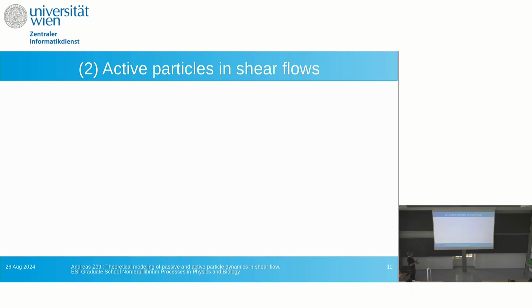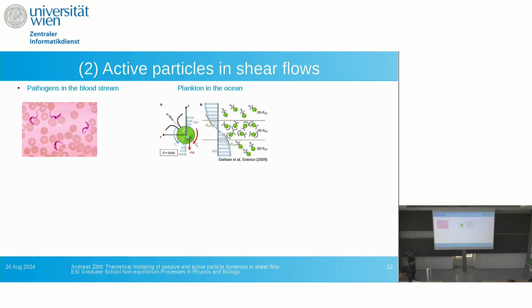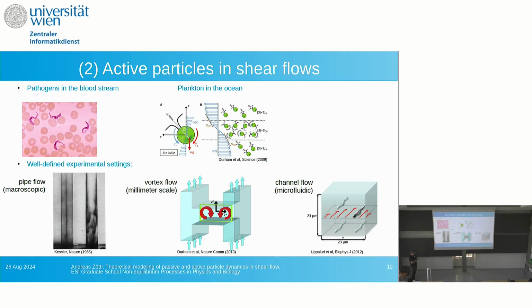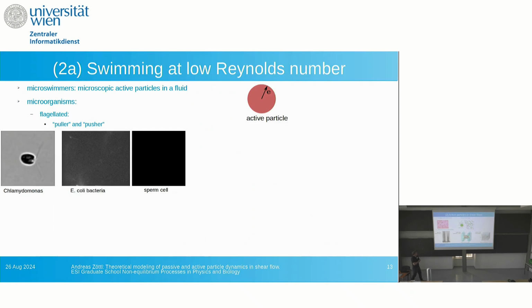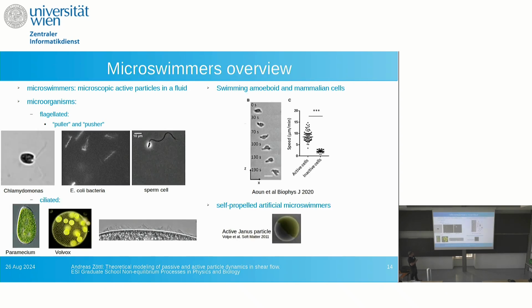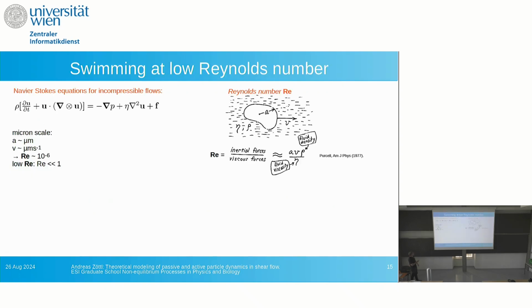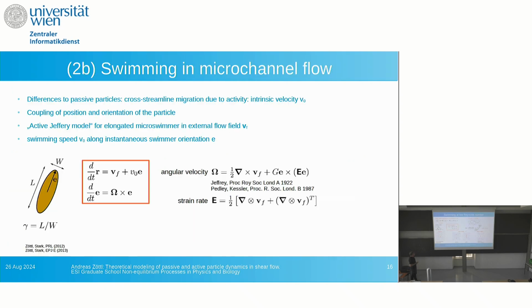Here I will be a bit faster, because I also want to show you some chiral particles. As I said, many organisms move in flows, and there are now different setups to study this experimentally. I don't have to tell you much about different microswimmers, I can skip that. Many organisms can just swim, they are active. And then you can go from the Navier-Stokes equations to the Stokes equation to solve problems. I will skip this.